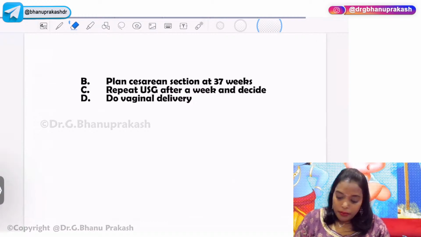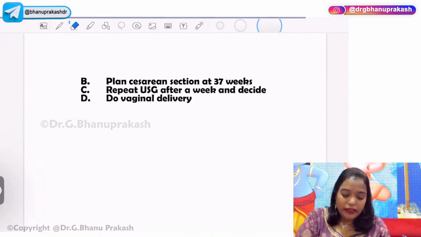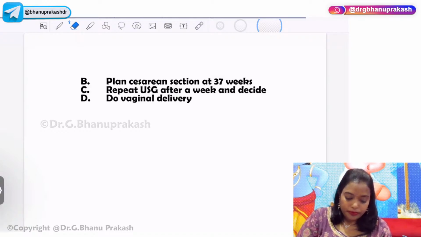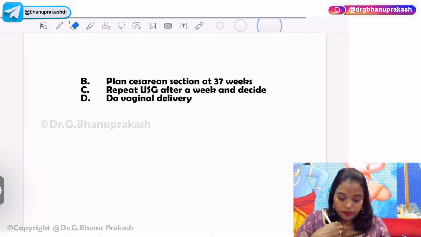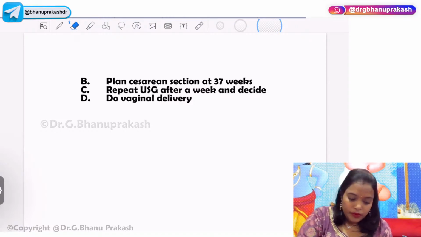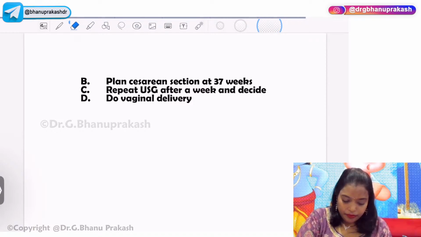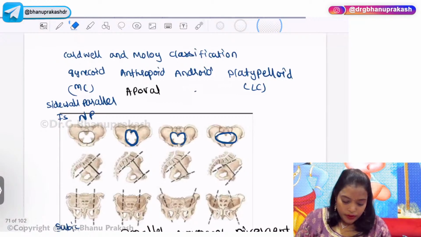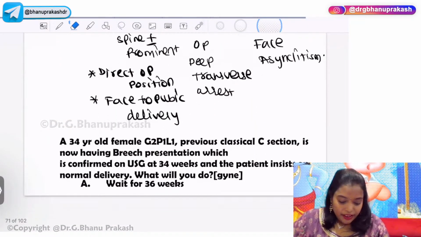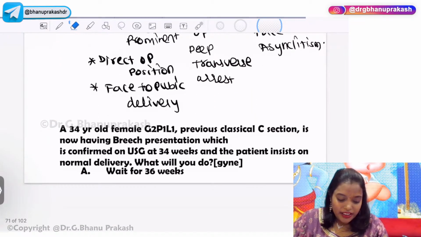Wait and watch. Plan cesarean section at 37 weeks. Repeat USG after a week and decide, and do vaginal delivery. Right. Ideally, yes, excellent.